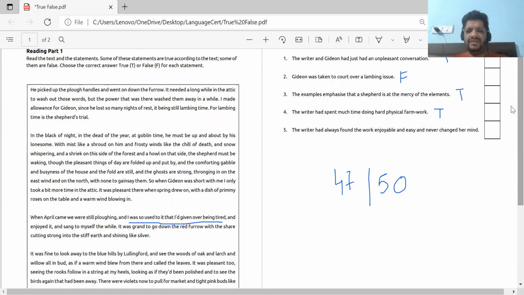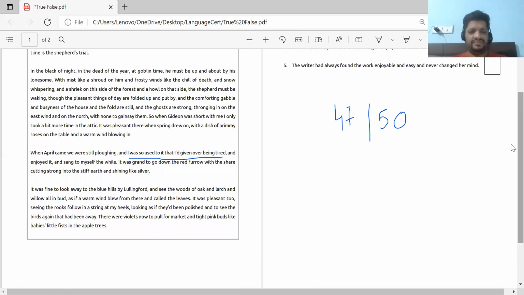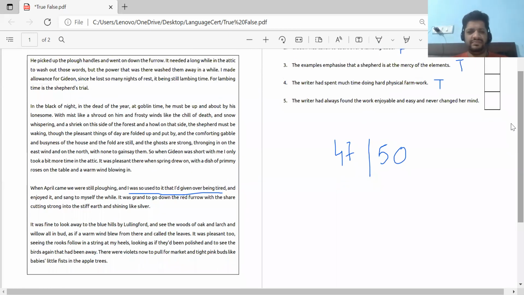The writer had always found the work enjoyable and easy and never changed her mind. Now, if you see, enjoyable is fine, as in that seems to be the case, but it is not said that she always found it easy. At certain points, she has been shown to be facing some really grave issues. So it's not easy every time. Maybe enjoyable every time, enjoyable at certain points for sure. Enjoyable every time may be the case, but easy, I do not think so. So I would write false for this one.